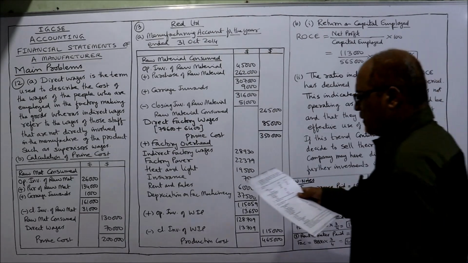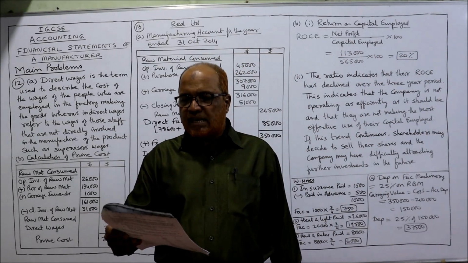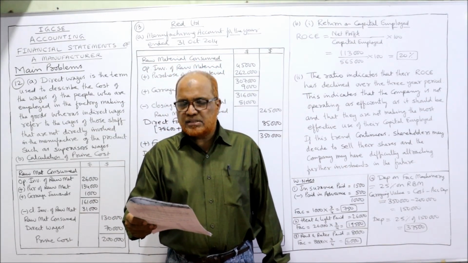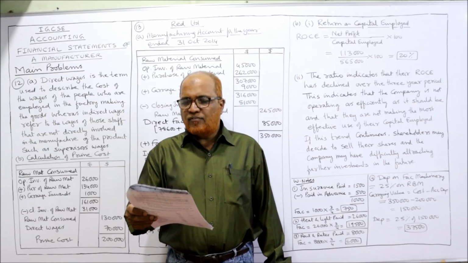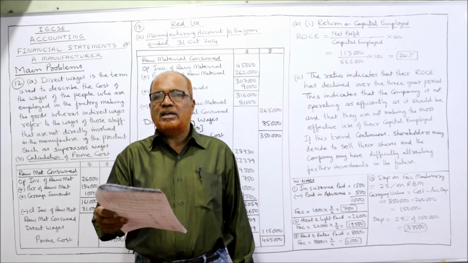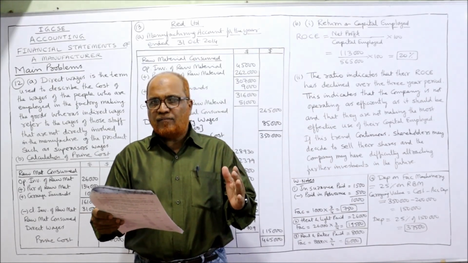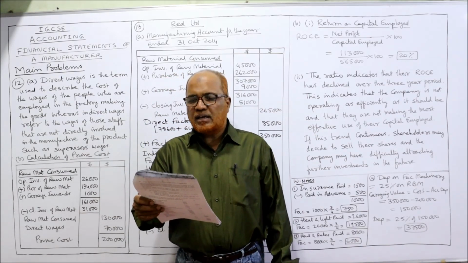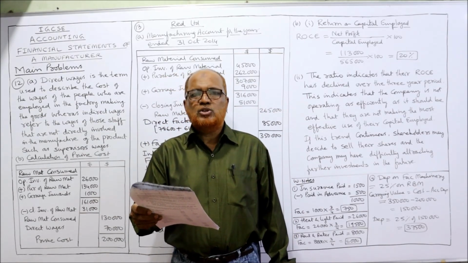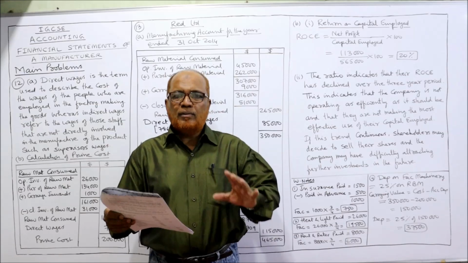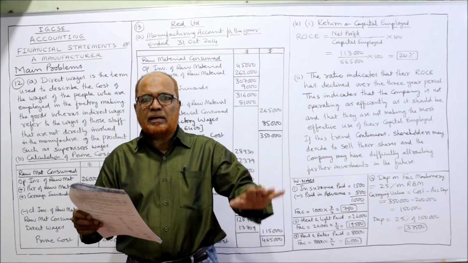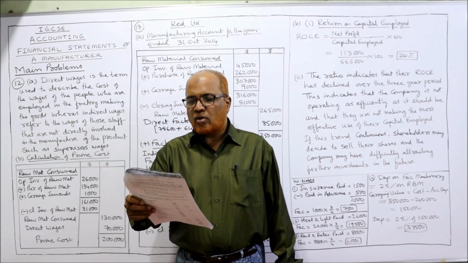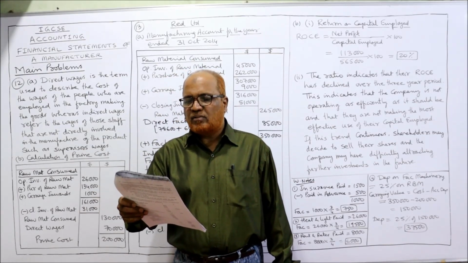Now, see the 12th problem. The following information was extracted from the books of Ajit Manufacturing on 31st March 2014. 1/4/2013 to 31st March 2014: the beginning of the year is 1st April 13 and the end of the year is 31st March 14. Inventories are given: raw material, WIP, finished goods. So we are given the inventory at the beginning of the year and end of the year, all the three types of inventories. For the year ended 31st March 2014, purchase of raw material 1,34,000, carriage inward 1,000.